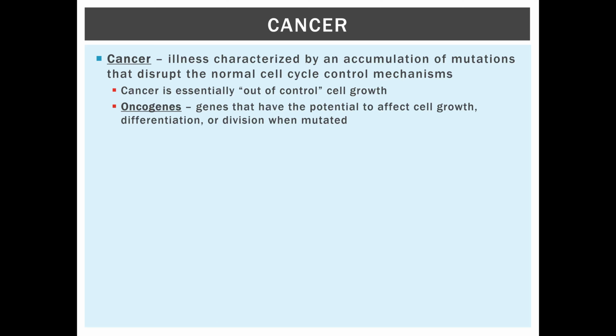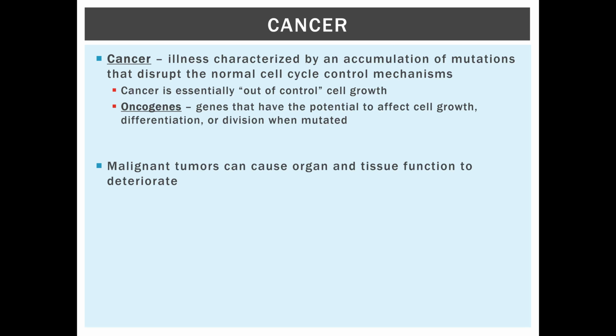Oncogenes are genes that have the potential to affect cell growth, cell differentiation, or cell division when they get mutated. These are genes that control that cell cycle, control when a cell goes into mitosis, etc. Malignant tumors are groups of these abnormal cells that have these mutations, and we call them malignant once they cause organ and tissue function to deteriorate. So the cells stop doing their normal job. For example, a group of liver cells that have become cancerous are no longer acting like liver cells, and so that portion of the liver is not doing what it's supposed to.